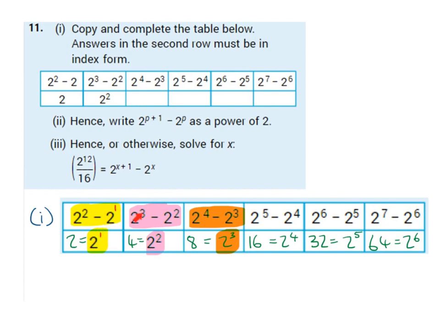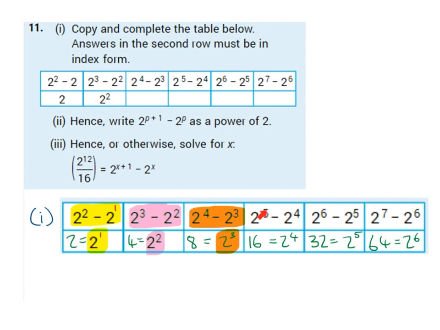Next, 2 to the power of 3 minus 2 to the power of 2 gives us 2. So just focusing on the powers, 3 minus 2 gives us 2. 2 to the power of 4 minus 2 to the power of 3 gives us 2 to the power of 3. So just focusing on the powers, 4 minus 3 gives us 3.